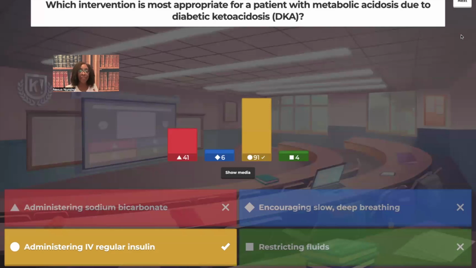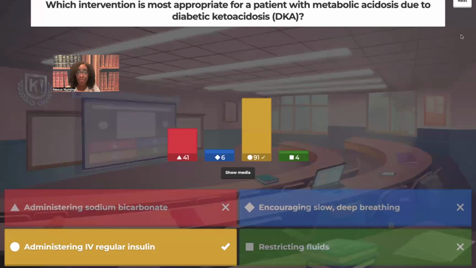This patient's having metabolic acidosis, but it's due to what? Diabetic ketoacidosis. What are you going to do? You're going to give them IV insulin. Insulin is going to push glucose back into the cells, and it's going to stop that ketone production. I see 41 of you guys chose administer sodium bicarb. We don't do that unless it's severe and we've given the insulin first. The first thing you're going to do is give the insulin. We're going to try to push that glucose into the cell.